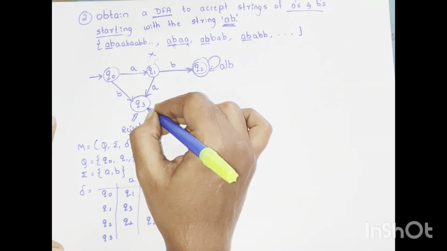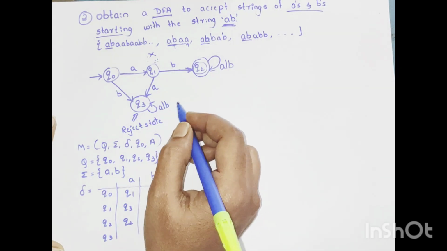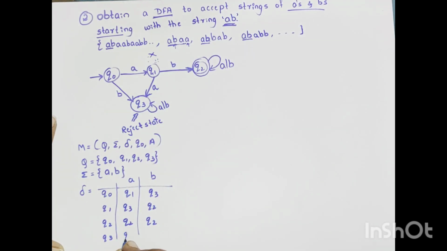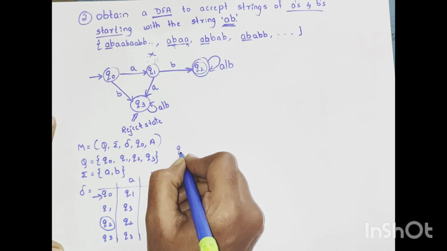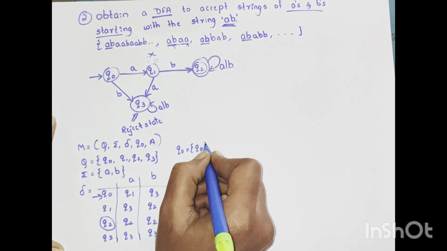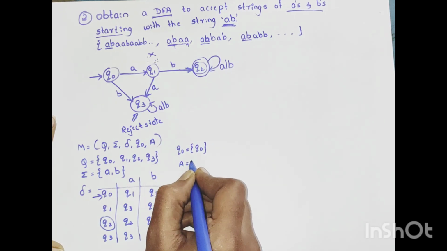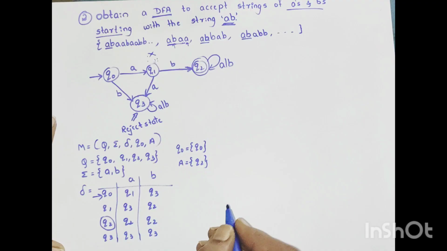Then for Q3, we are supposed to show the transition, so I will make the machine halt there itself. For Q3 also, it will remain in the Q3 state only. So here this is our start state and Q2 is our final state. Q0 is the start state, here the start state is Q0 itself. Then A is the set of final states, and in this the final state is Q2.